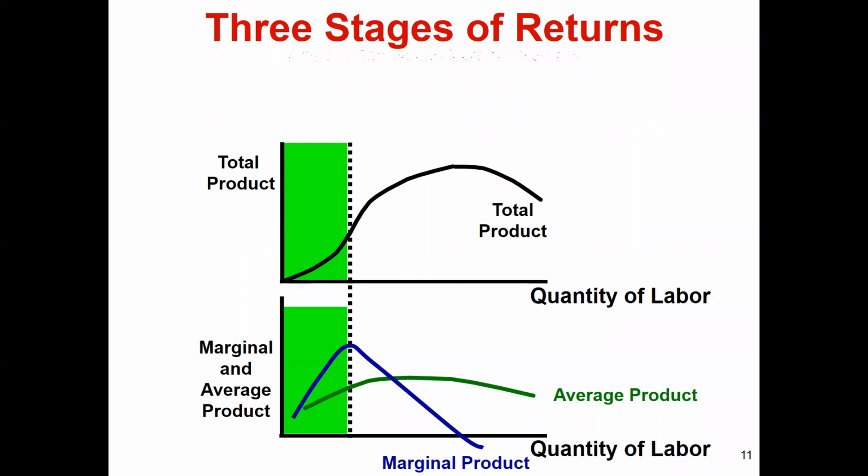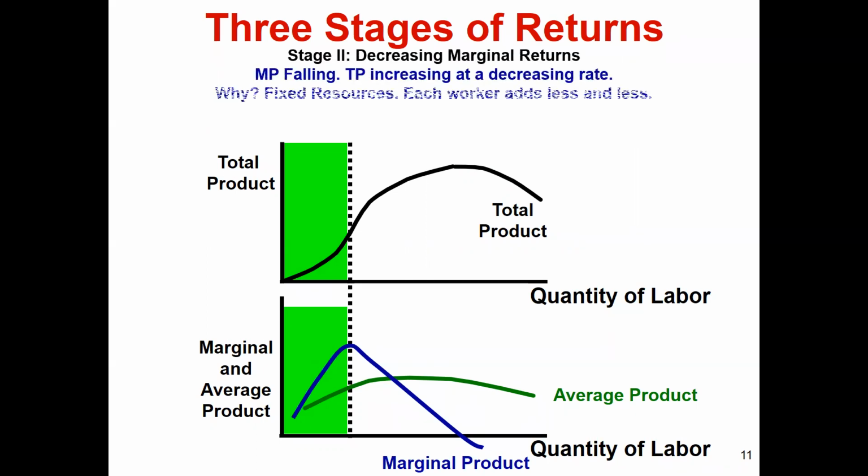The second phase is decreasing marginal returns. And decreasing marginal returns is MP is falling, but total product... So here in the yellow on the bottom, MP is falling, but it's still positive. So total product is going up. And you have fixed resources, so you might not have enough space, and each worker is doing less and less.